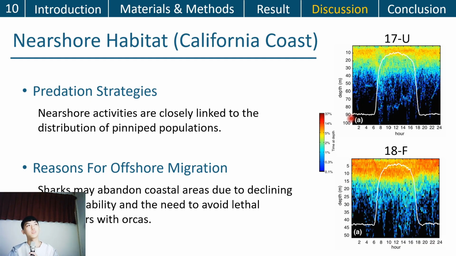On the California coast, we can see they stay near the surface because there are many pinnipeds on the coast. And what is a pinniped? Pinnipeds are such as seals or sea lions. And they are good food for sharks. So the sharks will stay near the surface and eat them. But in spring, there is less food. And the sharks will be attacked by killer whales. So the sharks leave the California coast.